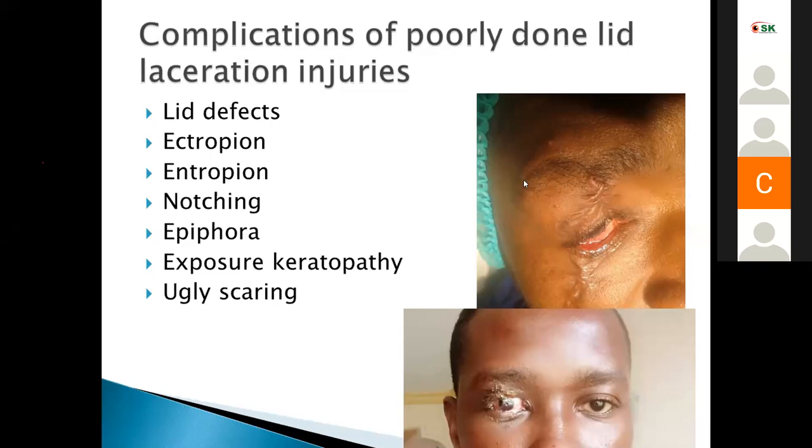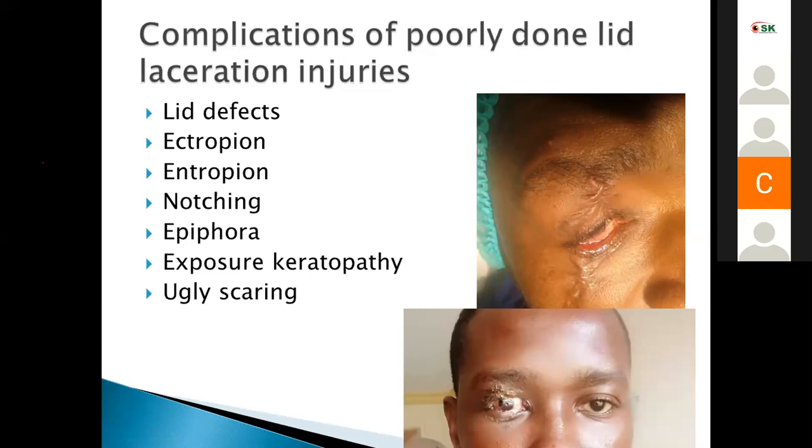If you can see the pictures here, you can see most of the complications we get from a poorly done lid laceration. In the upper picture, there is upper lid notching. There is entropion of the upper lid. You can see the lashes are touching even on the eyeball. On the lower lid, you can see an ectropion. You can see a bit of pooling of tears. This patient is experiencing epiphora from there. This patient also has very huge scars, which means the sutures that were used and the bites were very large. That is an ugly scar on the face. So these are the kind of complications that you want to avoid in these cases.